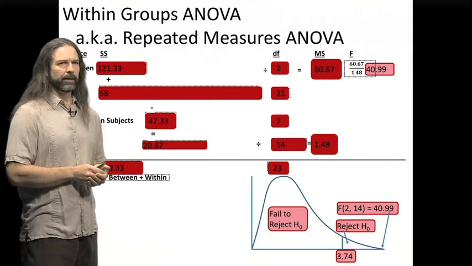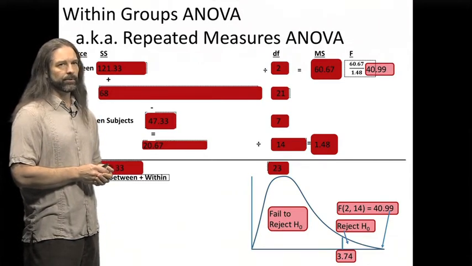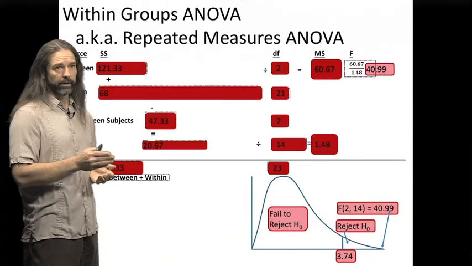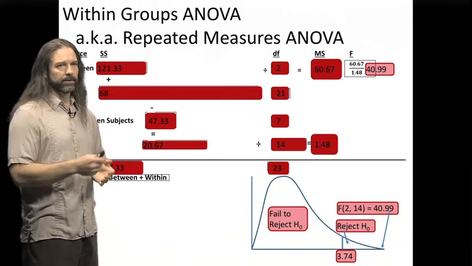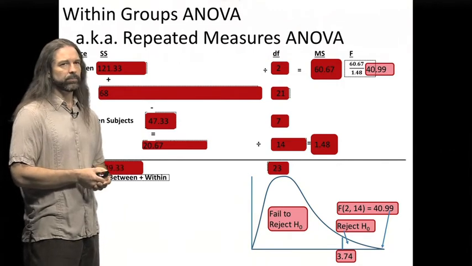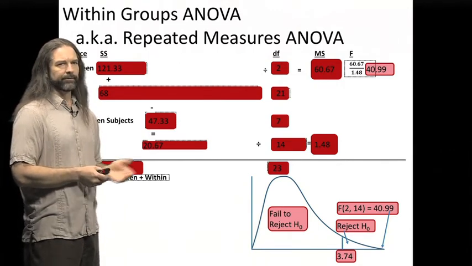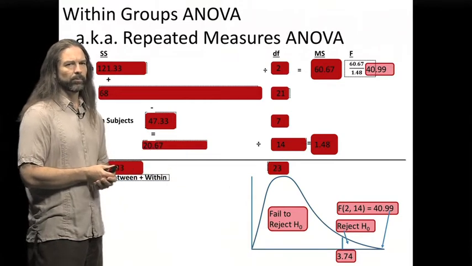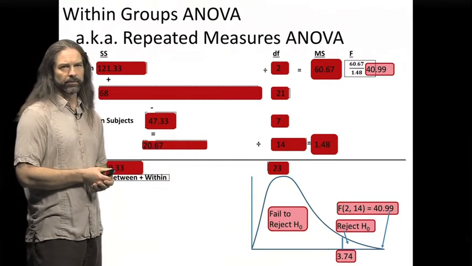Again, reiterating with the ANOVA, we do not have two-tailed because basically we're squaring everything, so it ends up making that distribution one-sided. So it's not going to be plus and minus. It's only going to be plus 3.74. Our fail to reject region, our reject region, 40.99 clearly falls in the reject region.